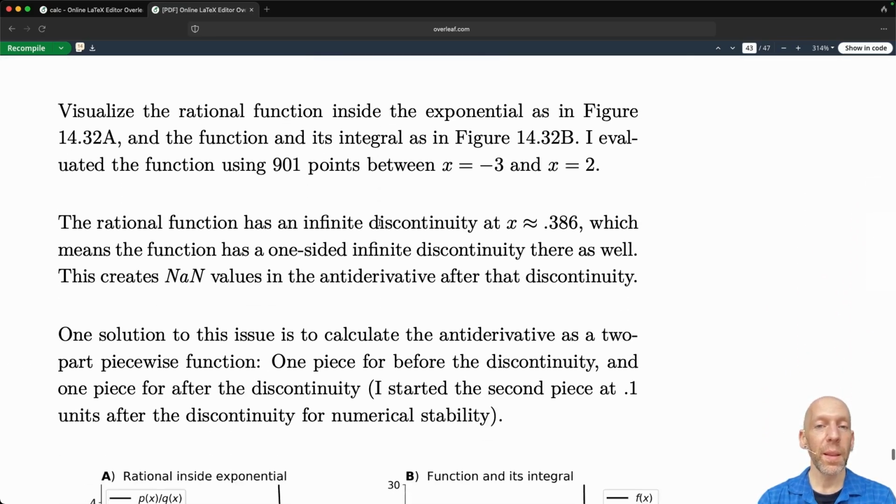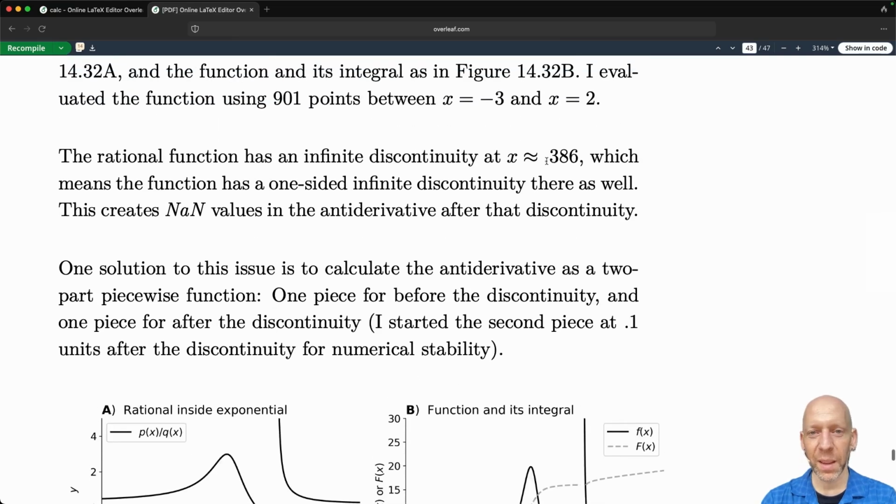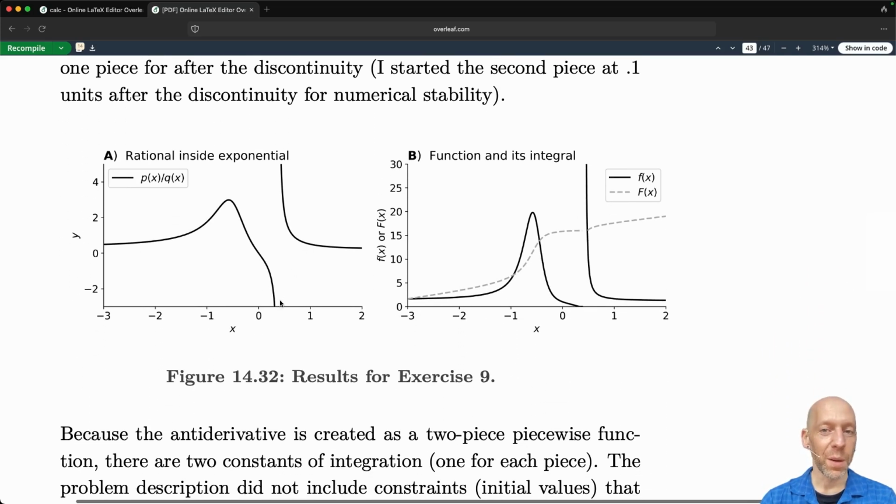Okay. Then what you want to do is visualize the rational function inside the exponential, so p divided by q, as its own function in its own plot. And then you have the function itself here in the black line. Now what you see is that there is a discontinuity here at somewhere around 0.3. So yeah, it's around 0.386. We're also going to calculate the exact value in SymPy when I switch to the code. But anyway, somewhere around a third, there is a discontinuity here.